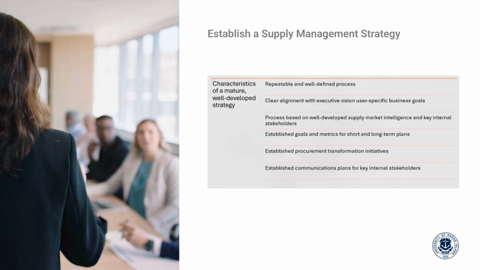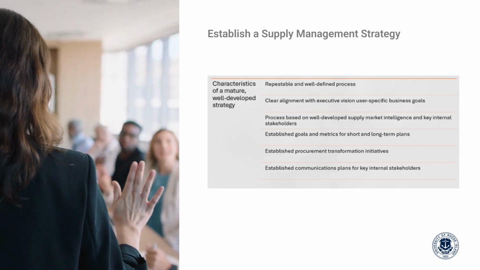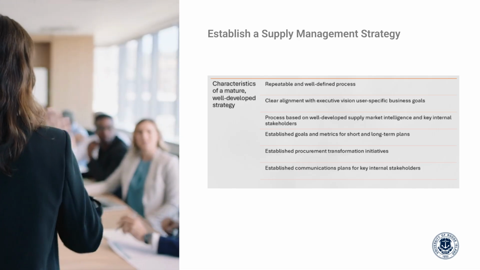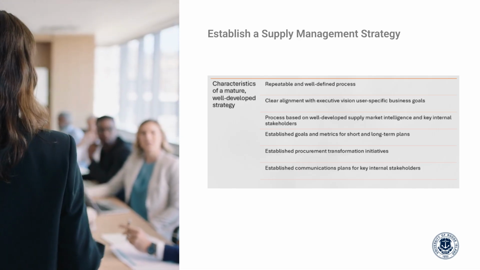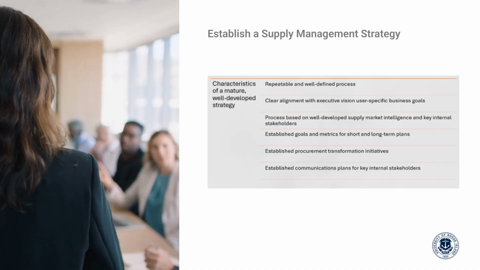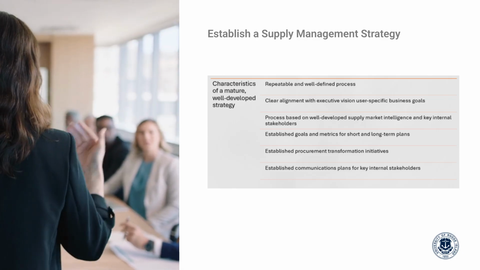Mature procurement organizations follow structured, repeatable strategic processes. These strategies align with executive vision, incorporate supply market insights, set clear goals, and include communication plans for stakeholders. A strong strategy positions procurement as a strategic contributor, not merely a transactional function.